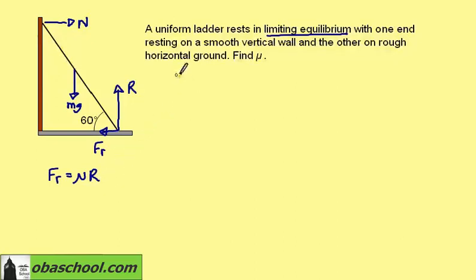If we consider horizontal forces, these must balance out since we're in equilibrium. Friction acts to the left and N to the right. It follows that N must be equal in magnitude to Fr. So N is going to be equal to mu times R, since we know the friction is equal to mu R.